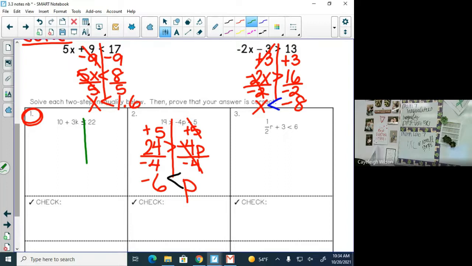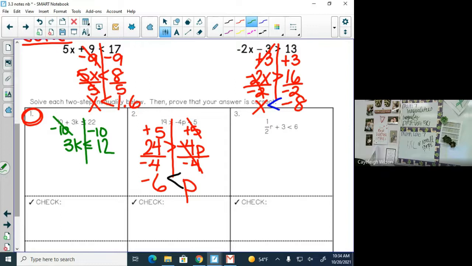All right, so let's look at this one, number 1. I want to isolate this 3k, so what do I need to get rid of first? The 10, and I'm going to subtract 10 because it's a positive 10. So I'm going to -10, -10. So 10 minus 10 is gone. And if you added 10, what is 10 plus 10? 20, so it wouldn't cancel out. That's why you wouldn't add 10, that's why you subtract it. 22 minus 10 is 12.